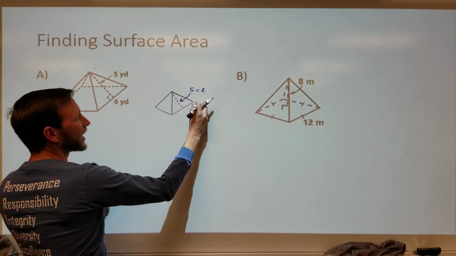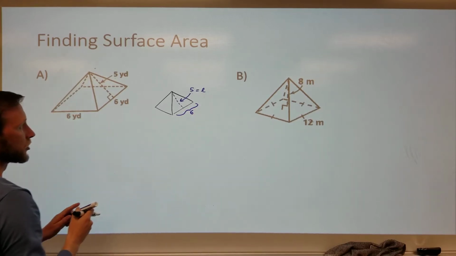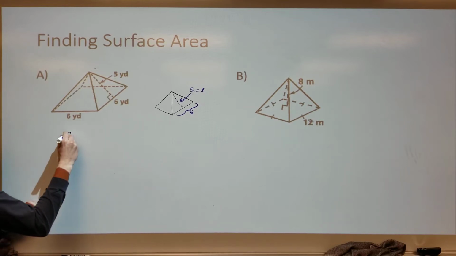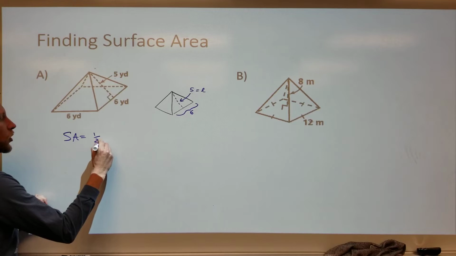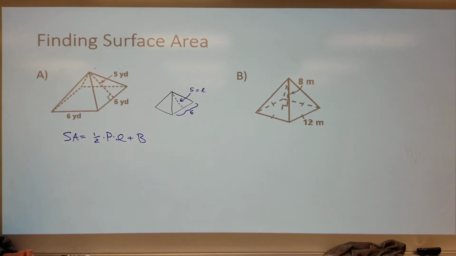The side length, the whole side length here, is 6 yards. When we are doing our formula, we're going to write that the surface area is found by taking 1/2 times the perimeter times the slant height plus the area of the one base. When we had prisms and cylinders, we had 2 bases. With pyramids and cones, we only have 1 base.